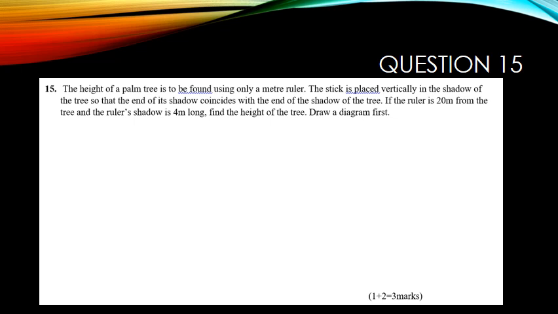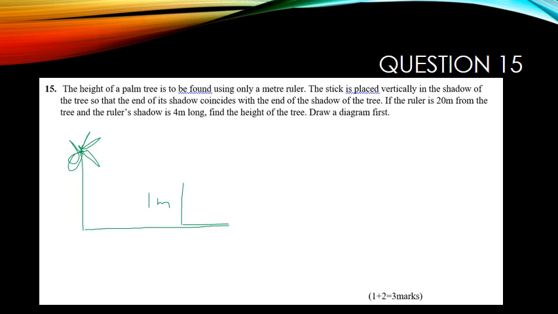Okay, so the most important part here is to figure out what this question is asking. So it says the height of a palm tree, so let's go ahead and draw our palm tree. Very nice. Alright, is found by using only a meter ruler. So this ruler is placed vertically in the shadow of the tree. So let's draw a meter ruler here and just label it as 1 meter. Okay, so we know that the shadow of the tree and the ruler stop at the same place.